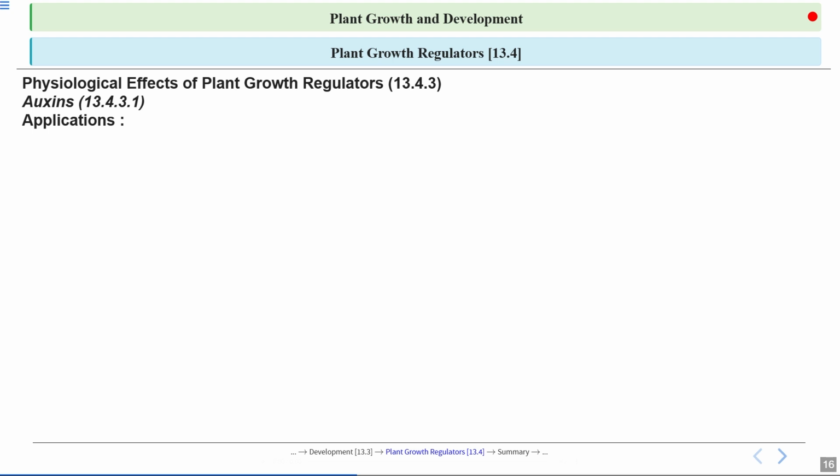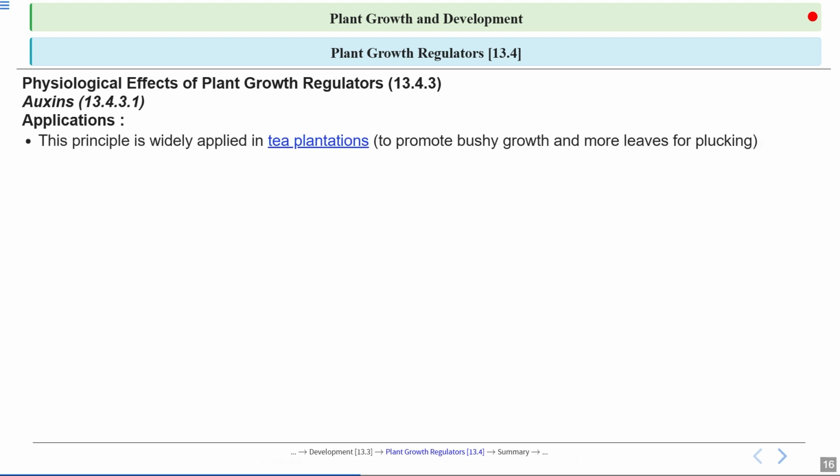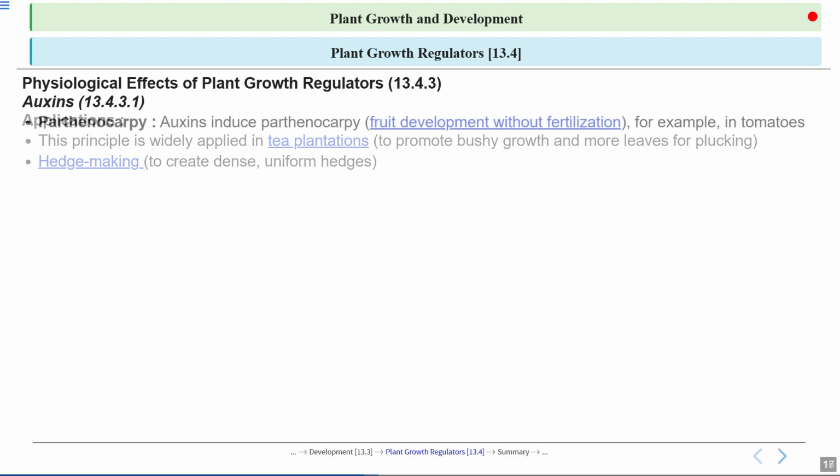Now let us see the application. The principle is widely applied in tea plantations. You must have seen that the women are plucking the top leaves from the shoot, right? So this gives rise to the lateral buds growing more, and it forms the hedge, right?